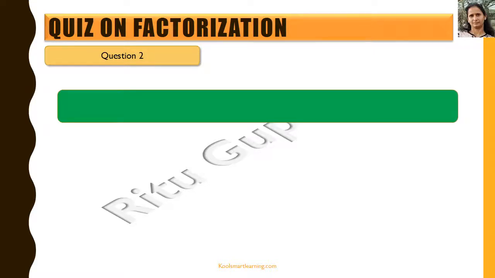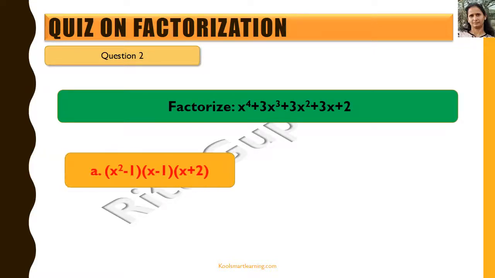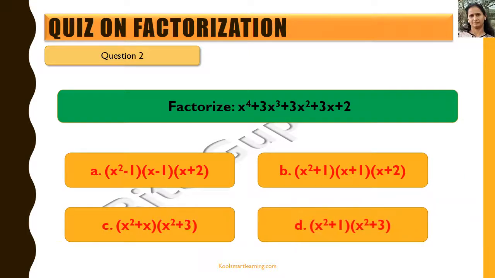Now let's look at the second question. We need to factorize x raised to power 4 plus 3x cube plus 3x square plus 3x plus 2. And here are the options.